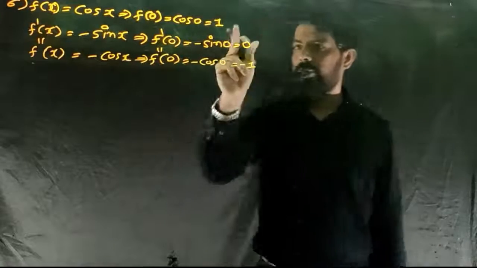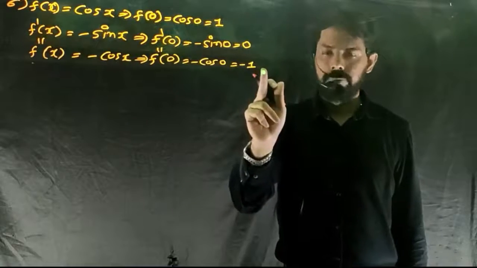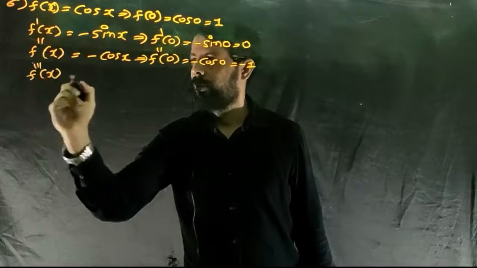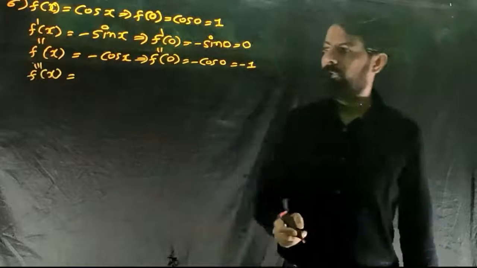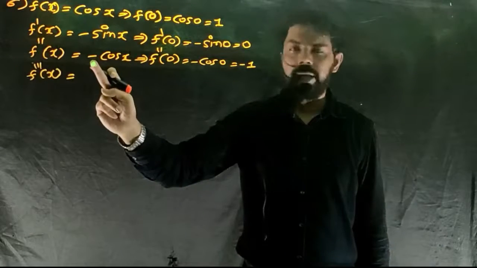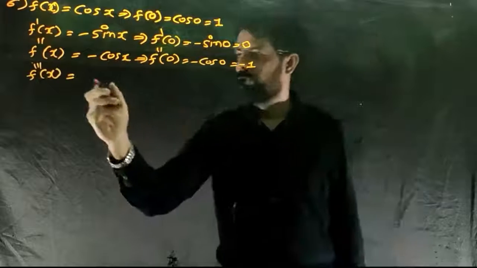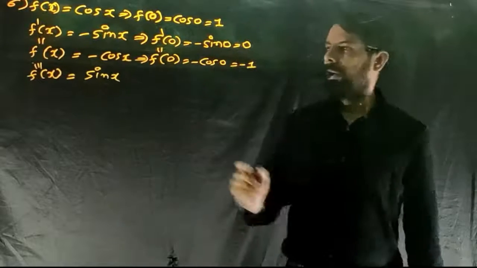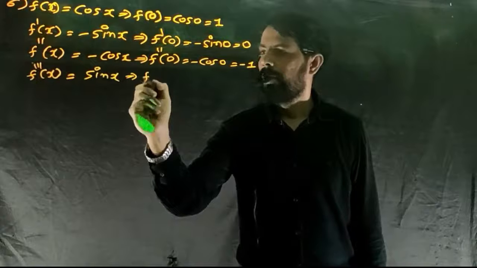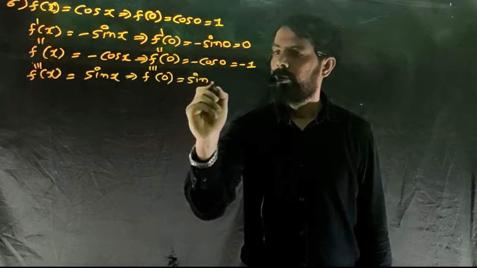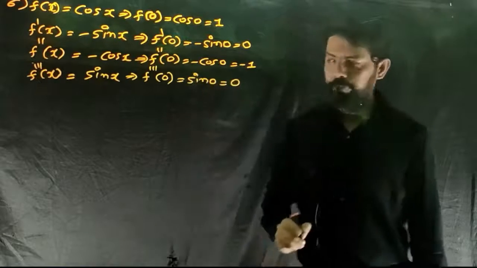Now as you can see, there are only two non-zero terms, so we have to find the derivative further. So f triple dash x. The derivative of cos x is minus sin x, but here it is minus sin, so it will be plus sin x. Now replacing x by 0, the value of sin 0 is 0.